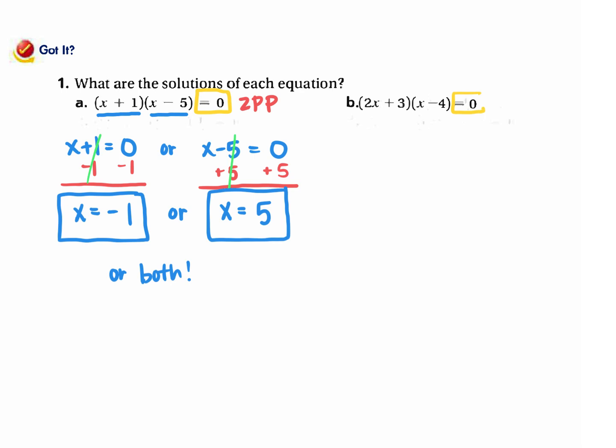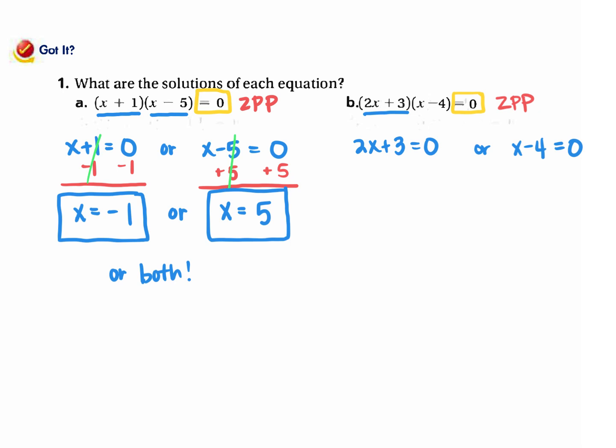we again double check. Yep, it's equal to 0, so I can use the zero product property. That means I can take the first part, 2x plus 3, and that could be set equal to 0. Or I could take the second part, x minus 4, and that could be equal to 0. So you've got two problems to solve. This is the kind of work I'm talking about. When I say show your steps, this is what I mean.